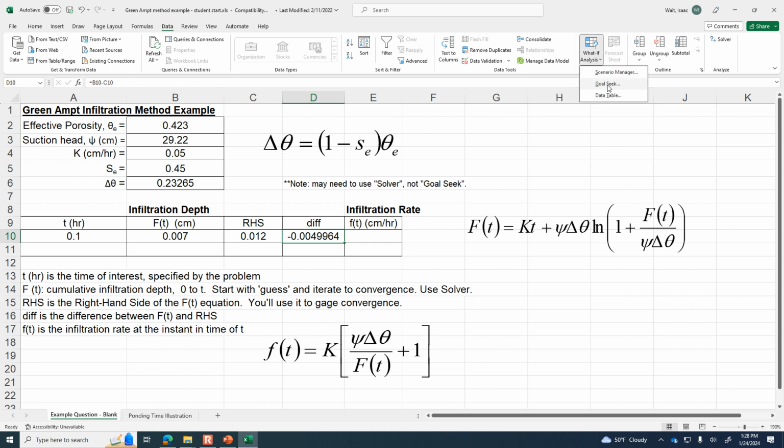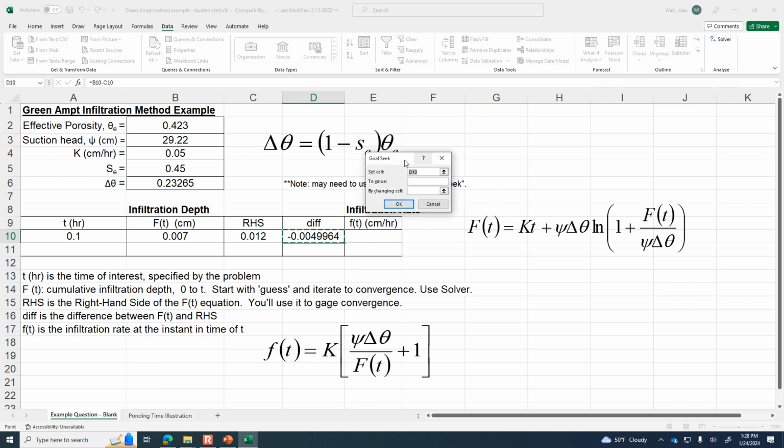If we just did goal seek, I think it would quit too soon. Now maybe it won't in this particular case, but as a more general tool, let's just give it a try. Goal seek. So what we want is we want the difference to be 0 by changing that one.